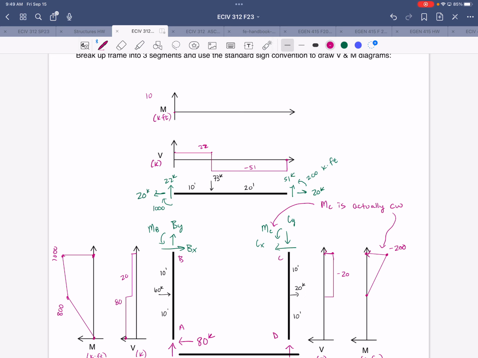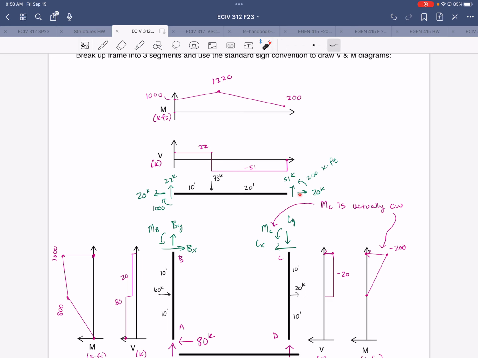Moment diagram. We start off with a clockwise moment of 1,000. Is that going to be plotted positive or negative on our moment diagram for the beam? Positive. Yeah, exactly. Positive 1,000. All right, so that's that point. And then we'll increase linearly for 10 feet to a value of 12,200. And then we'll decrease linearly to positive 200.